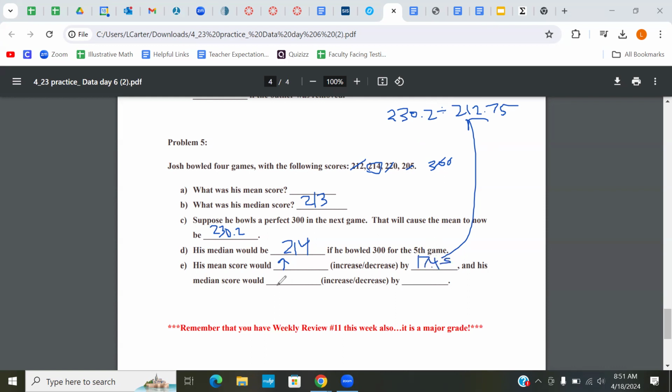All right, and the median score is actually going to increase, but it increased by exactly 1. So you see how that outlier data piece barely moved the median. Okay. All right, so that's the 423 practice.